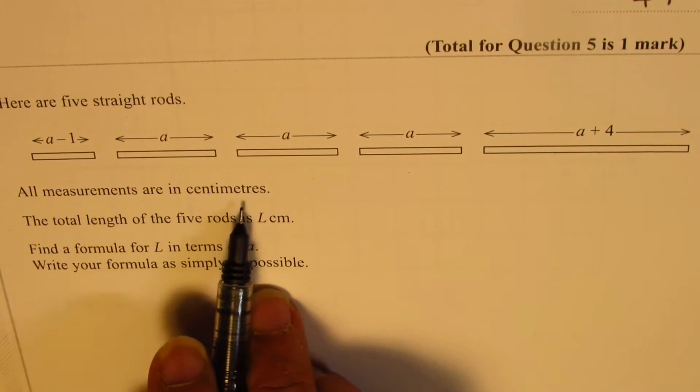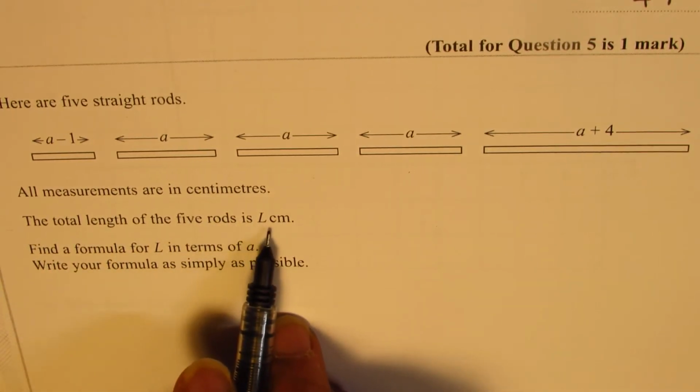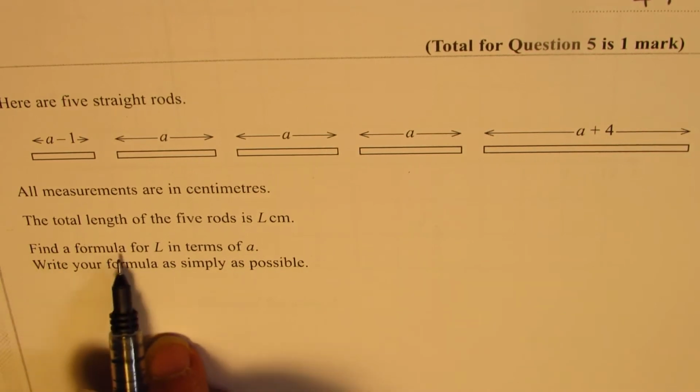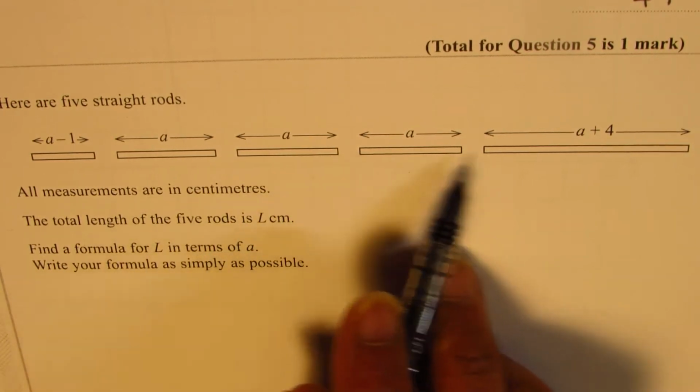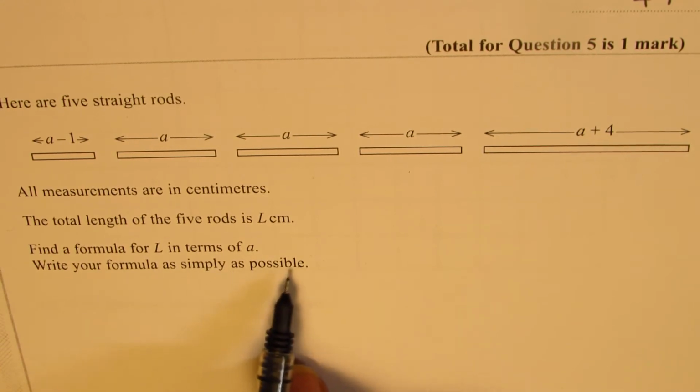Question number 6. Here are 5 straight rods. All measurements are in centimeters. The total length of the 5 rods is L centimeters. Find a formula for L in terms of A. Write your formula as simply as possible.